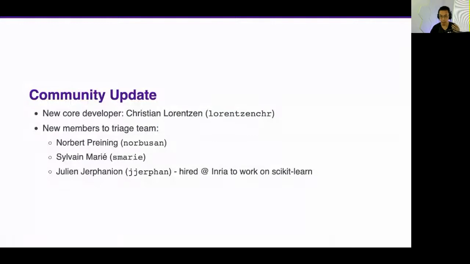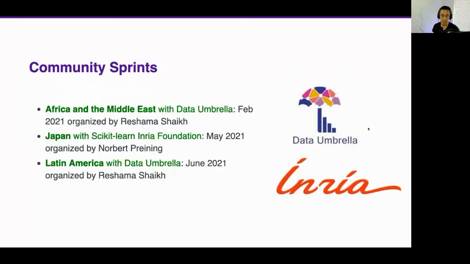As a community update, we have a new core dev, Christian. He was critical in pushing support for generalized linear models into the library. We have 3 new triage members, one of whom is hired at Inria to work on scikit-learn. We have held 3 sprints this year: Africa and the Middle East with Data Umbrella, Japan with Dataiku, and Latin America with Data Umbrella. These sprints introduce open source contribution to folks from different regions of the world. I would like to thank Reshama and Norbert and all the volunteers for putting these sprints together.